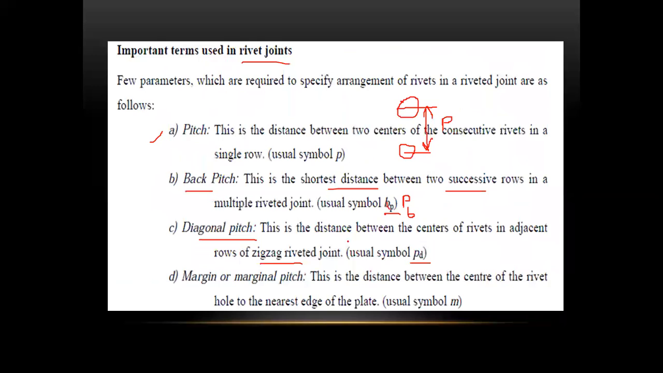Next, margin or marginal pitch. This is the distance between the center of rivet hole to the nearest edge of the plate, usually represented as M. So these are the four types of terms which are used in the riveted joints.